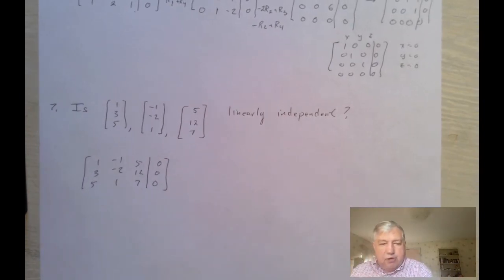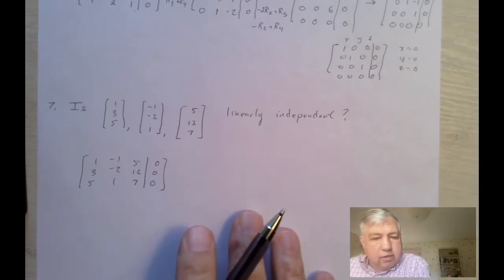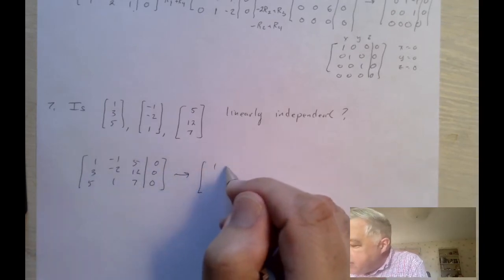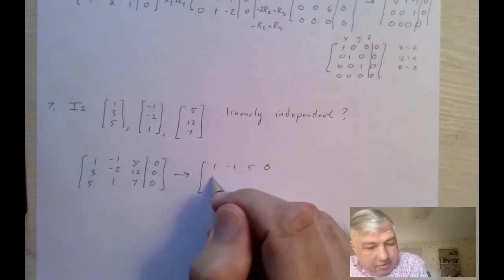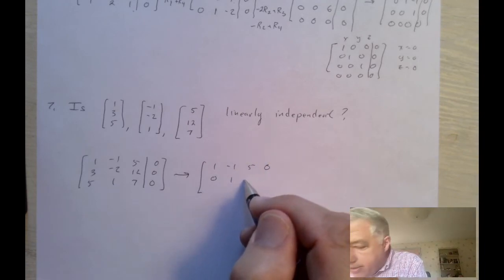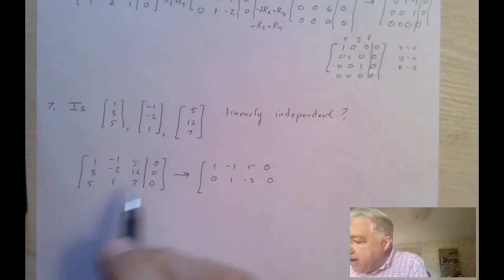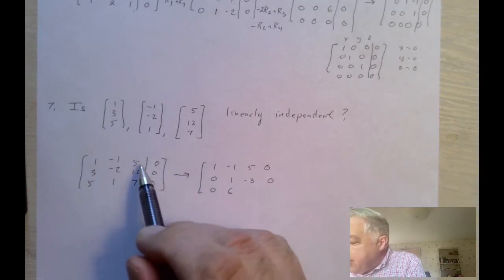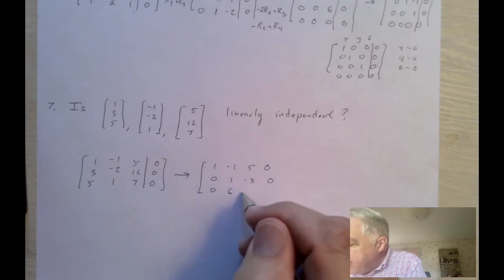I'm going to leave it to you to do, well, let's quickly do it together. We have a 1 here. Let's eliminate the 3 and the 5. Multiply this by -3, add it to this, and we get 0, 1, -3, 0. And we multiply this by -5 and add it to this row, and we will get 0, 6, and then -5, that's -25 plus 7, that's -18.